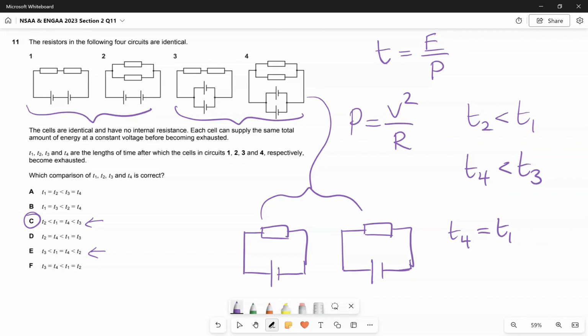So these are our setups. This must be the correct answer for the times to exhaustion. If you have any questions, please do let me know in the comments. But hopefully this made sense, and why we could compare 4 and 1. That was the key part of this question that made it quite tricky. It's the fact that with individual cells of batteries, you could see 1 and 4 have similarities.